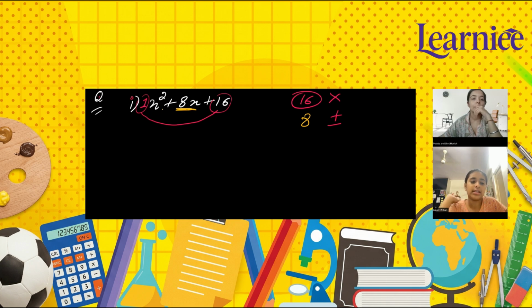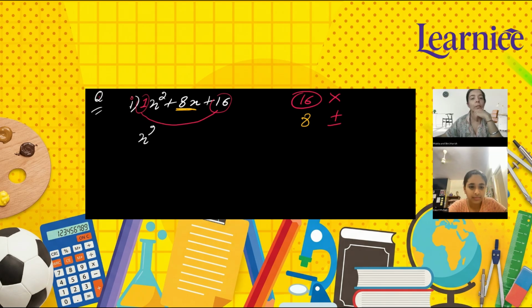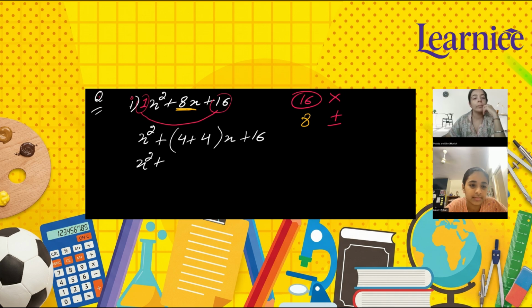4 into 4 is 16 and 4 plus 4 is 8. So in this, we always keep the first and last value the same. We just copy the first and last value. Since we are writing 4 plus 4, what is the sign here? Plus sign, and the variable we usually keep outside. Because 4 plus 4 gives you 8 and 4 times 4 gives you 16, once you open the bracket with x, you will be getting 4x plus 4x plus 16.